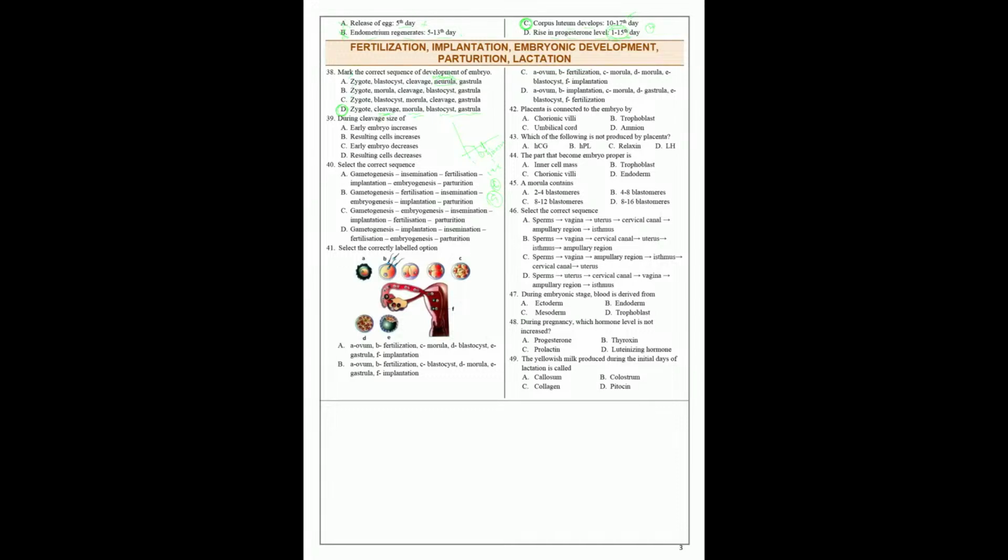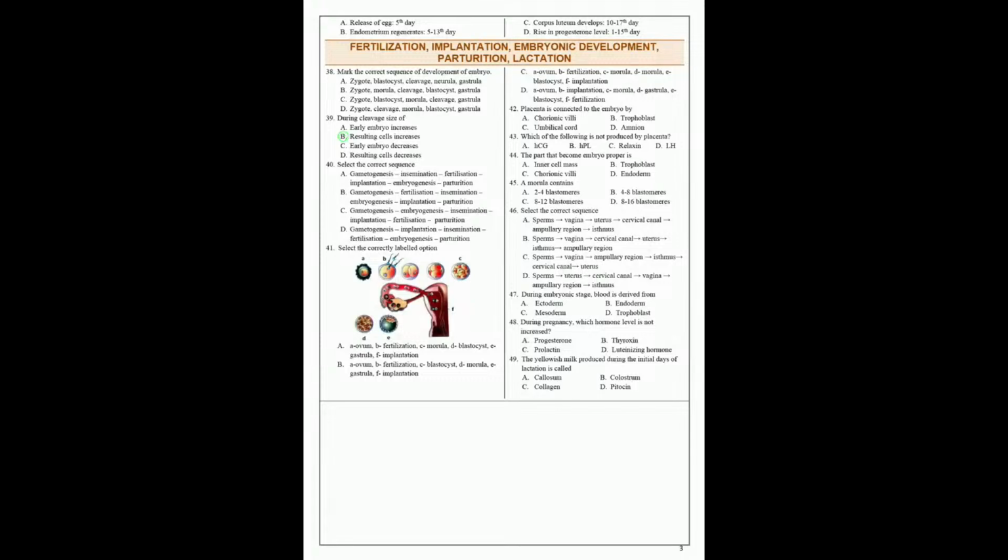Okay, next. During cleavage, the size of the early embryo increases, resulting cell number increases; or the early embryo decreases, resulting cell number decreases. During cleavage, the size of the cell decreases. They are not talking about cell size; they are talking about the resulting cells, so the number. The resulting cell number increases here. So B will be the correct answer.